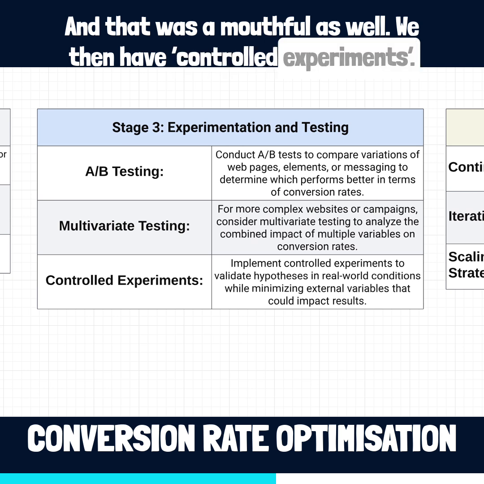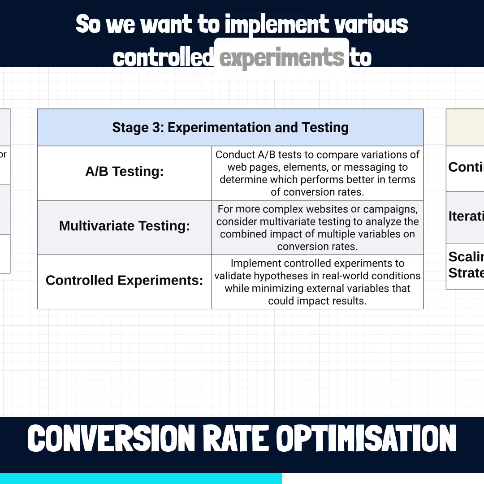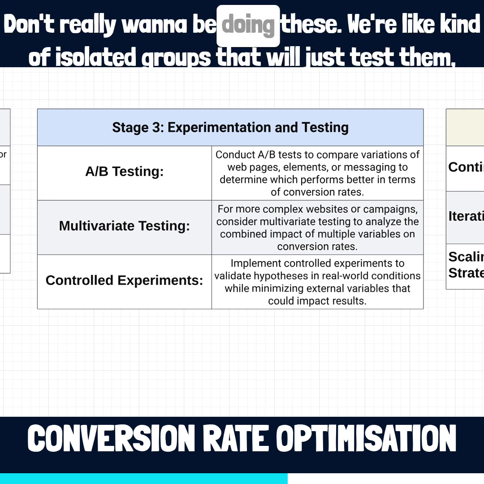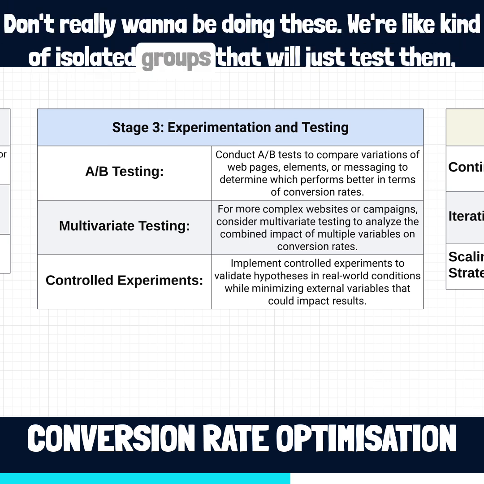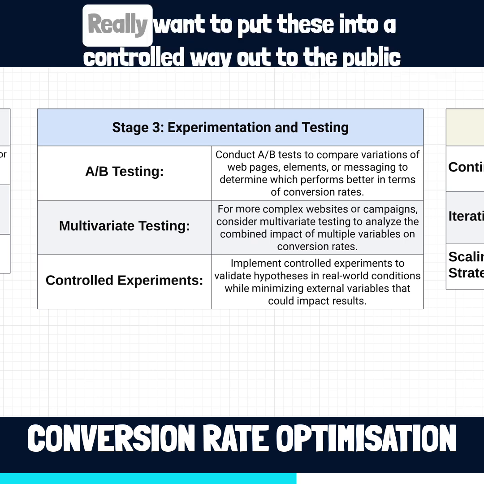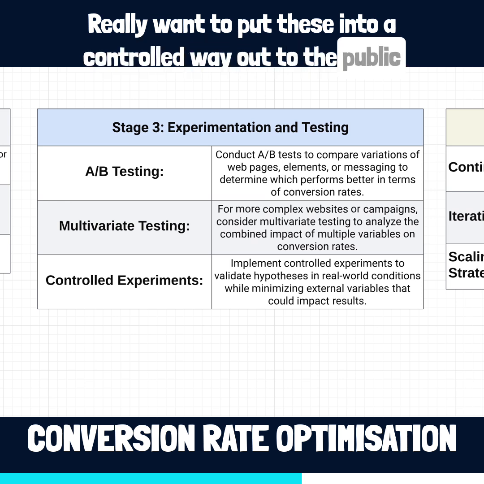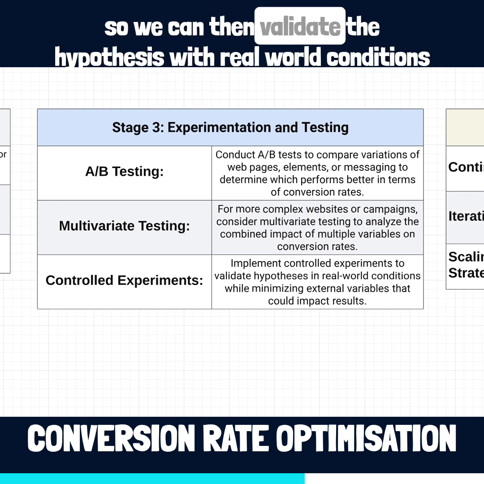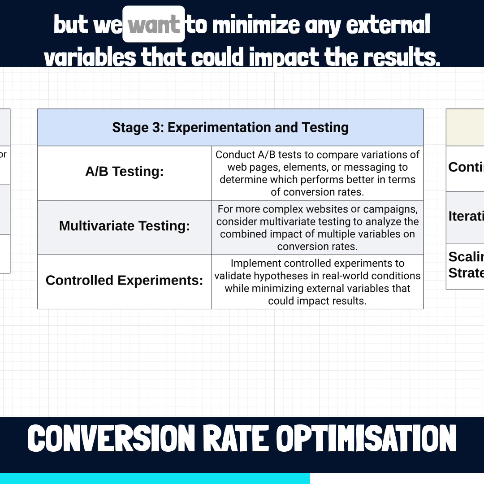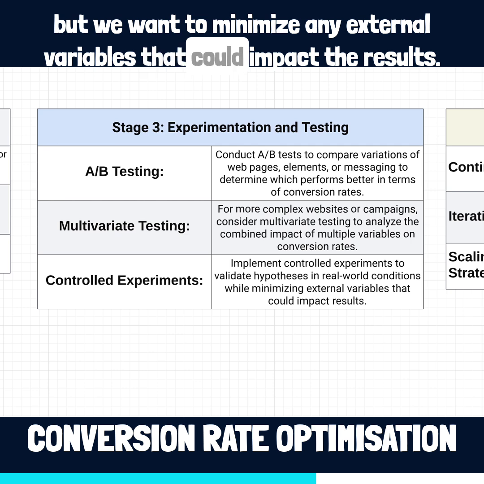We then have controlled experiments. So we want to implement various controlled experiments to validate hypotheses in real world conditions. We don't really want to be doing these with isolated groups that will just test them, where we get test subjects in. We really want to put these into a controlled way out to the public, so we can then validate the hypothesis with real world conditions, but we want to minimize any external variables that could impact the results.